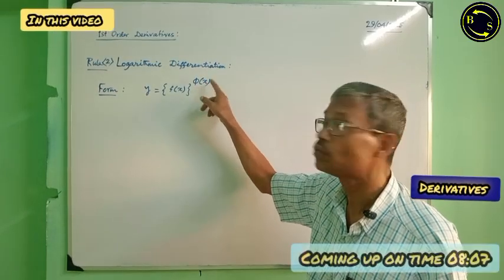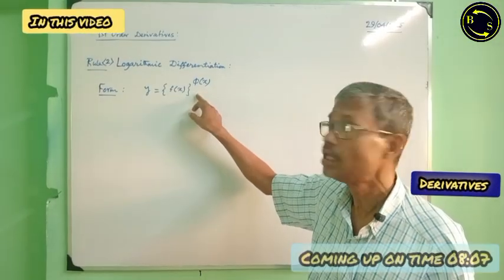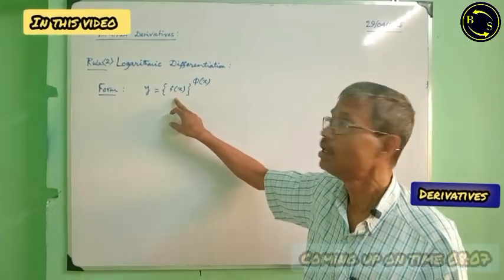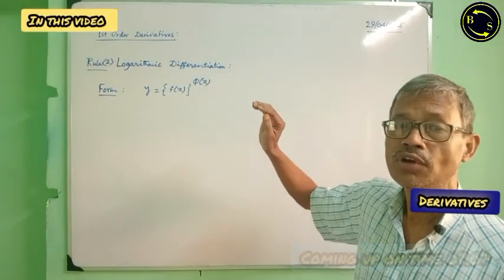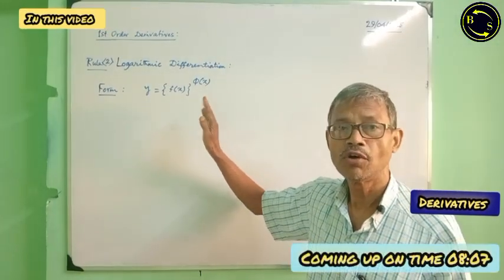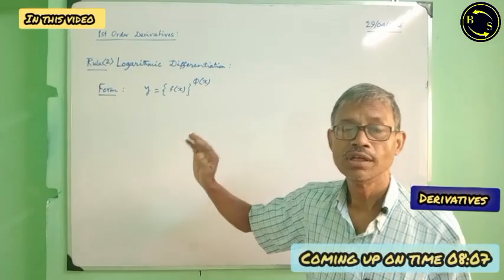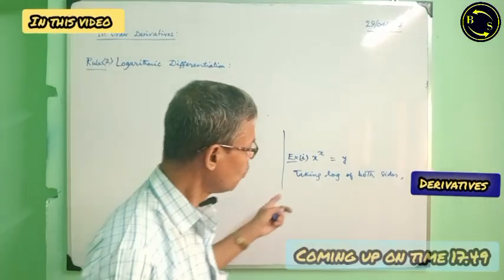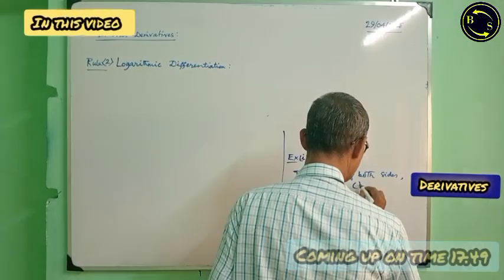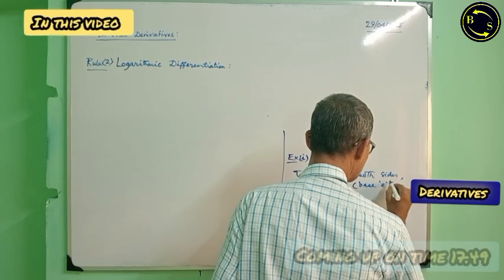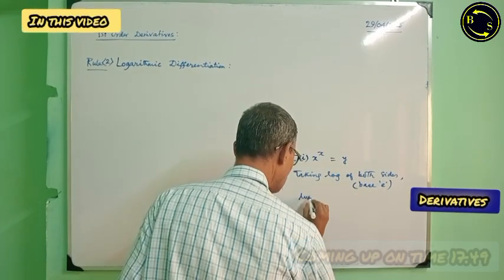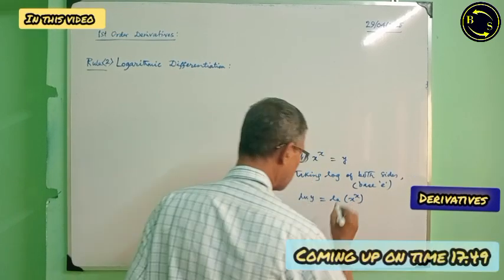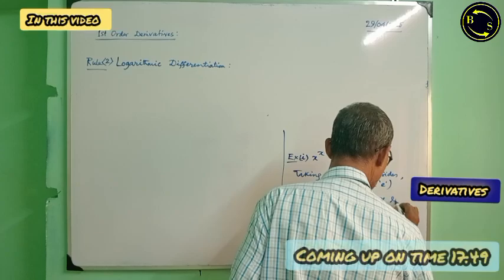In most cases, phi x will be a function of x, and f(x) may be a constant or a function of x. For this special form of function, we have to use logarithmic differentiation. I advise my students to write the statement base e: log y is equal to log x to the power x, that is equal to x log x.